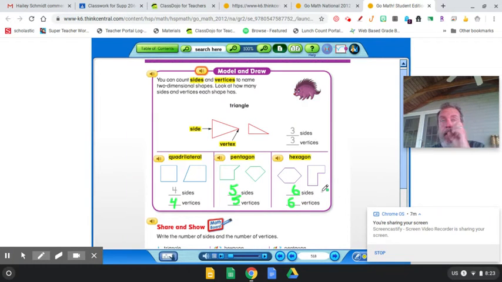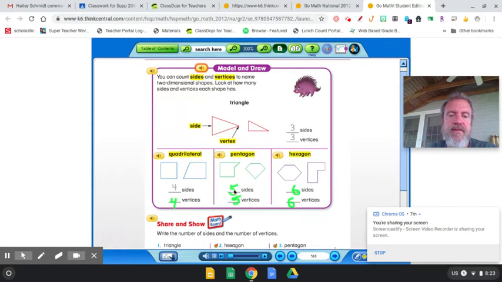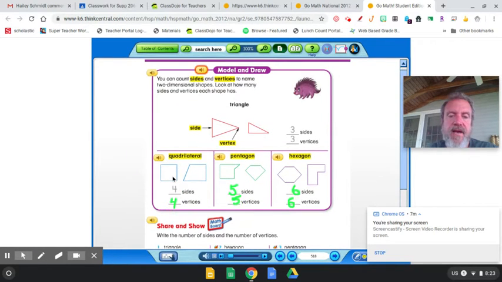Let's go through them again. Triangle. How many sides? How many vertices? 3 and 3. So triangle, 3 sides, 3 vertices. Quadrilateral. 4 sides, 4 vertices. Pentagon. 5 sides, 5 vertices. Hexagon. 6 sides, 6 vertices.